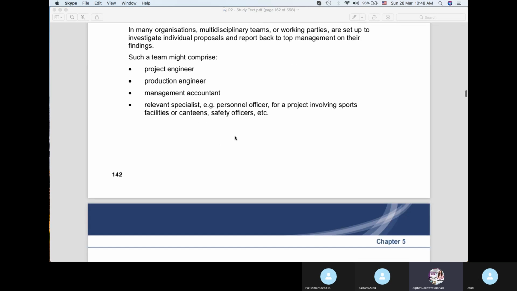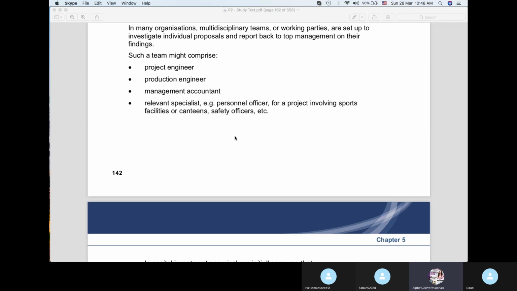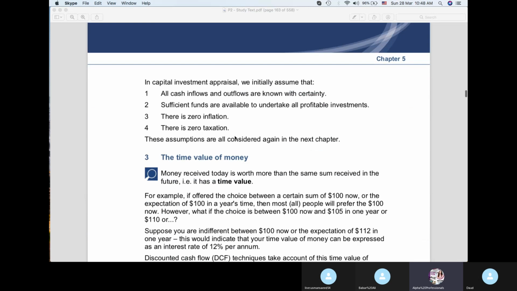Such a team might comprise a project engineer, production engineer, management accountant, and relevant specialists like the personnel officer for a project involving sports facilities and canteen, safety officers, etc. In capital investment appraisal, we initially assume that all cash inflows and outflows are known with certainty, right?